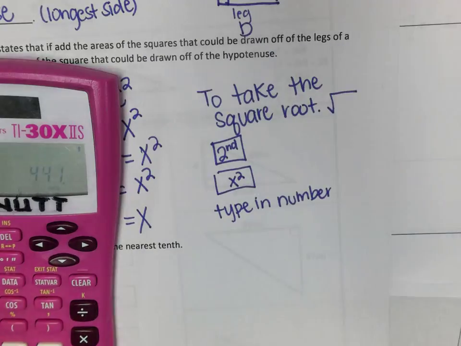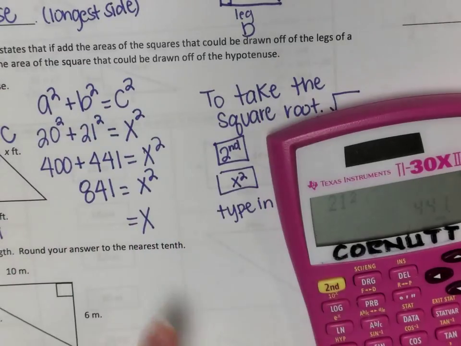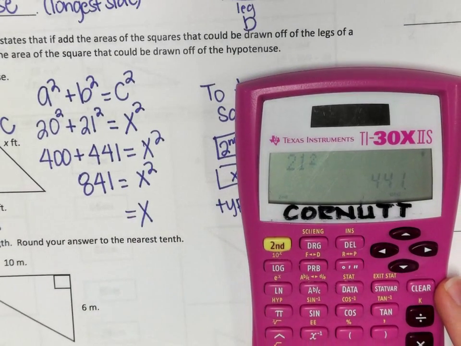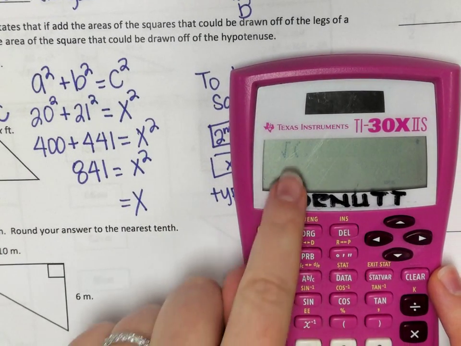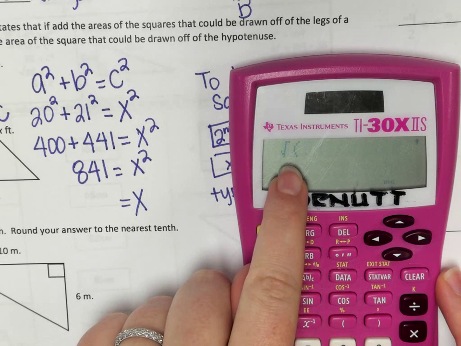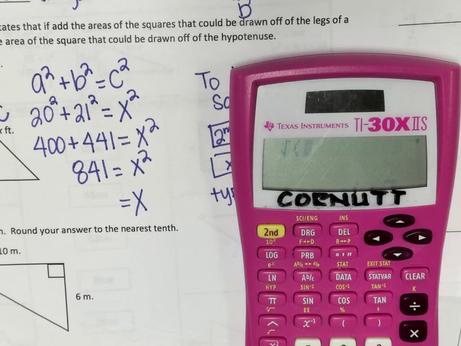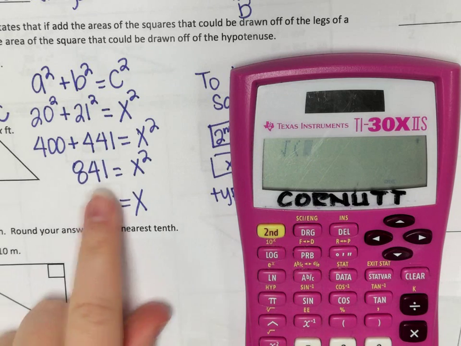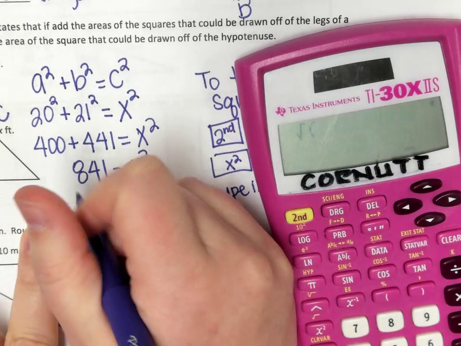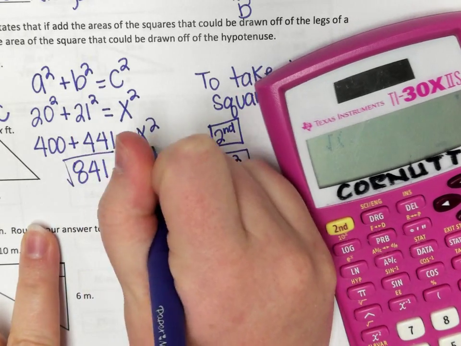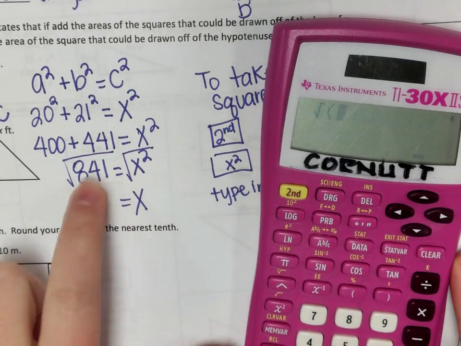So what we can do is I'm going to press second, and then I'm going to press the x squared button, and it gives me that square root symbol. And what am I wanting to take the square root of? We want to find it of x, but x squared is equal to this. So we want to find the square root of 841. We're taking the square root of both sides.